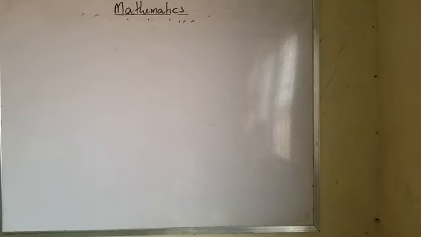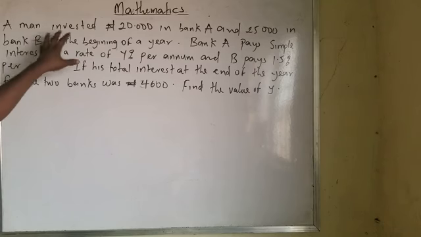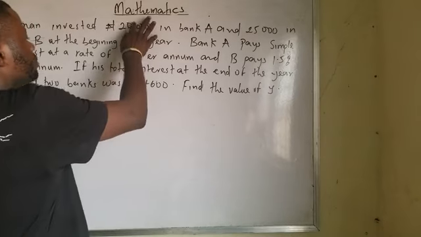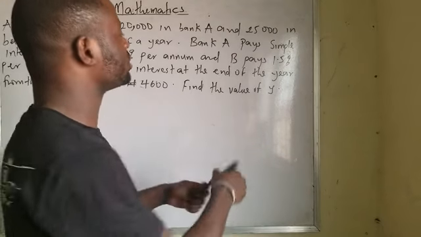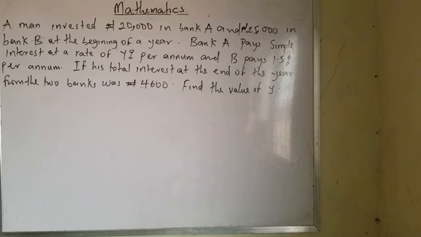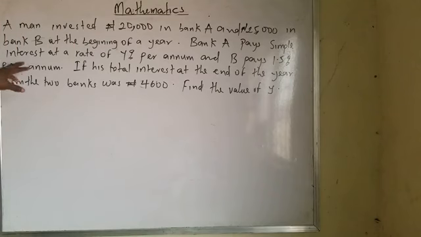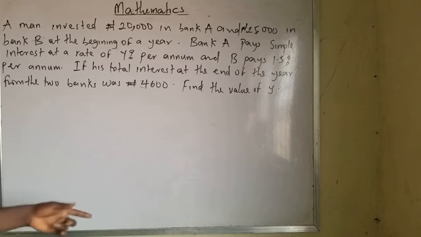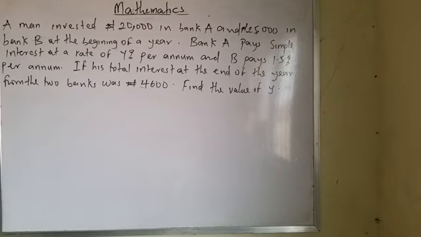Now look at this very simple question. It's a very nice one, but let's see how it works. A man invested 20,000 naira in bank A and 25,000 naira in bank B. At the beginning of the year, bank A pays simple interest at a rate of Y% per annum, and bank B pays 1.5% per annum.